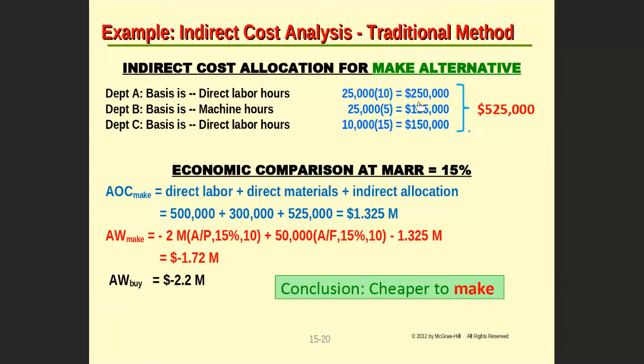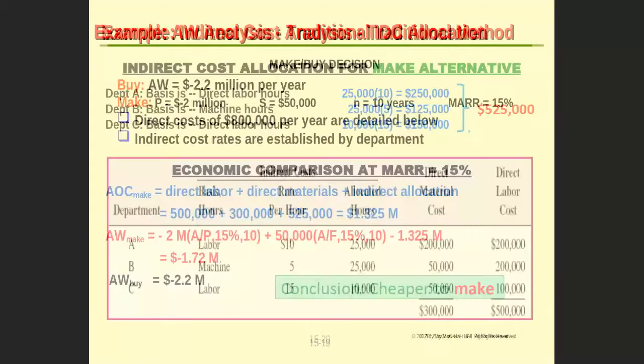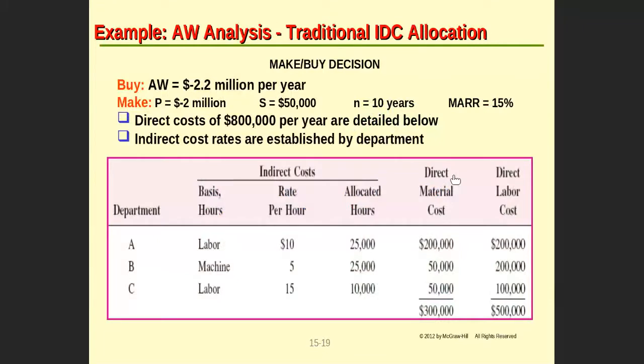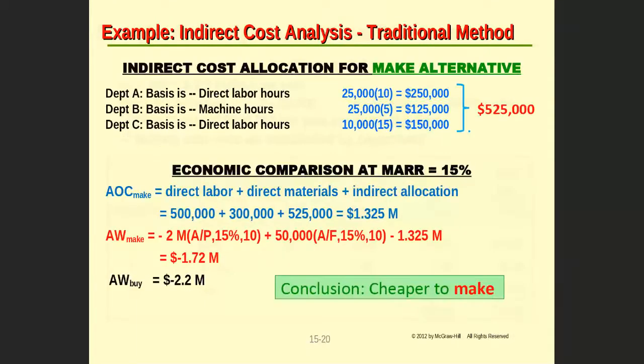For the direct cost, it was given straight as $800,000. So we add the $800,000, which consists of the 500 from the labor and 300,000 from the material, plus the 525, which is the indirect cost, that will be $1.325 million for the making option cost.